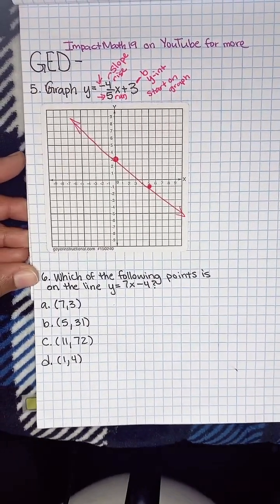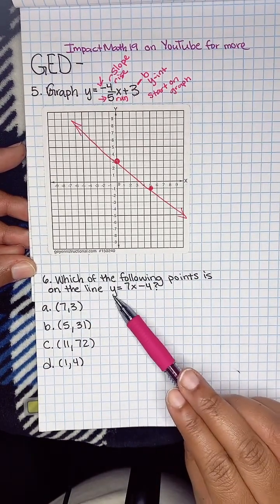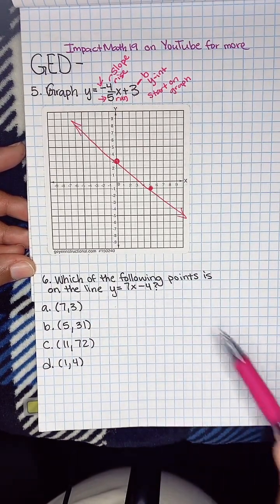All right. Let's go to number 6. Which of the following points is on the line y equals 7x minus 4?